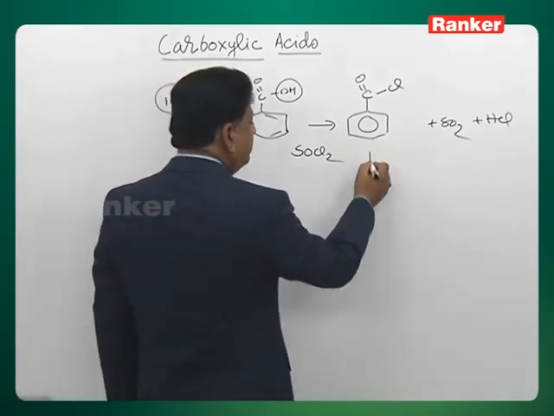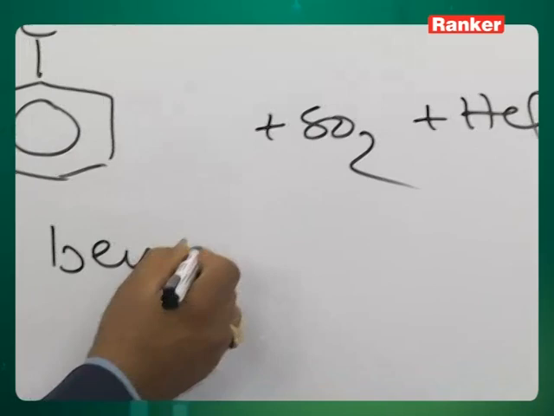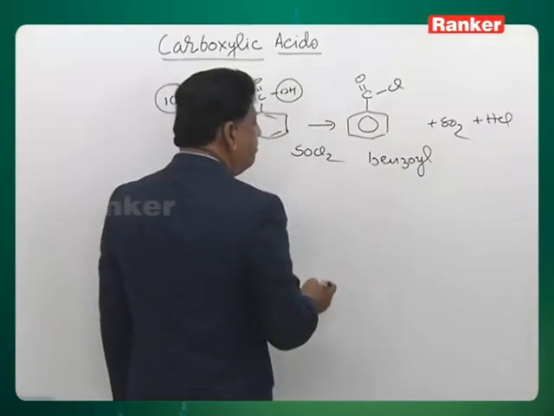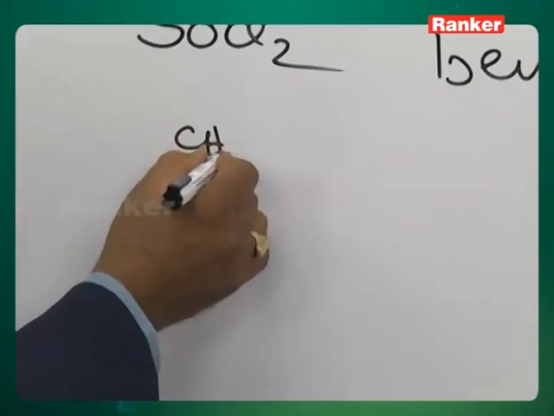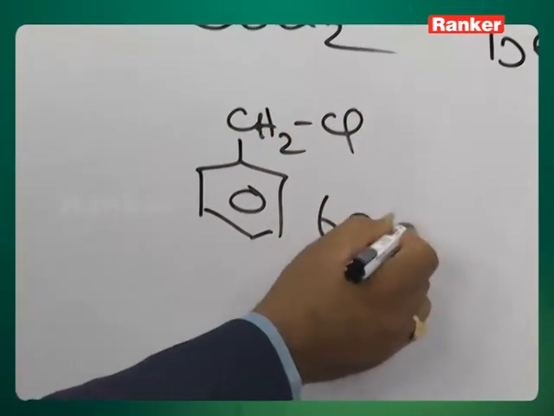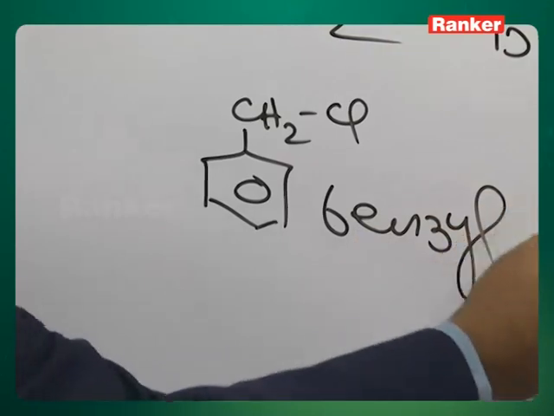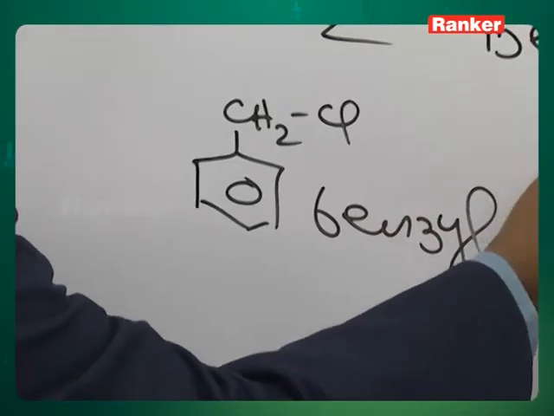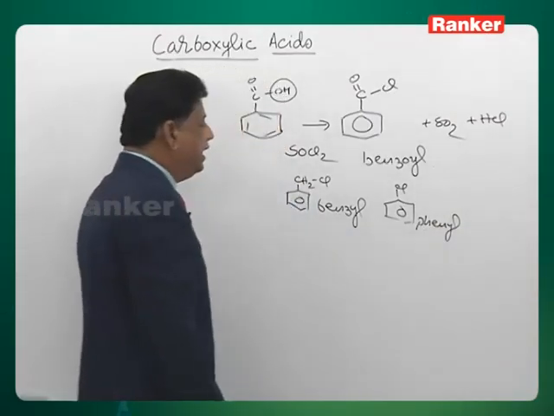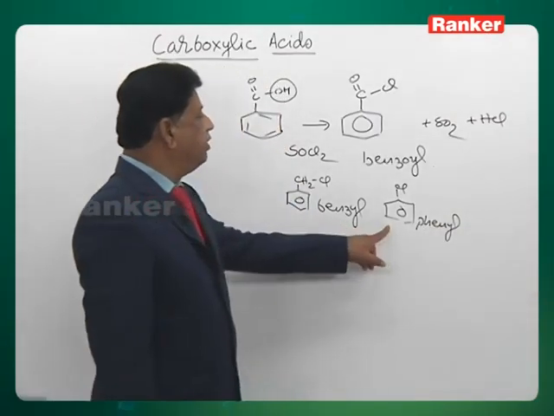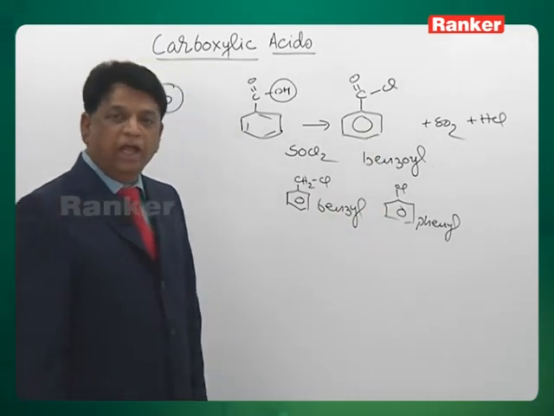Nomenclature must be handled very carefully. It is benzoyl chloride. We have benzyl also. Benzyl means benzene with a CH2Cl, called benzyl chloride. Phenyl means benzene with Cl, called phenyl chloride. So the nomenclature must be very clear. Benzyl chloride, phenyl chloride, and benzoyl chloride are all different.